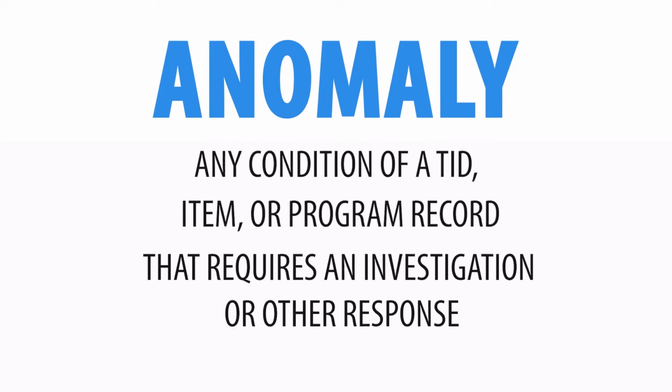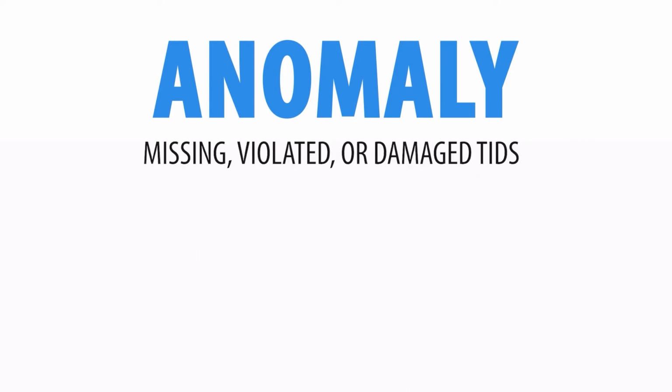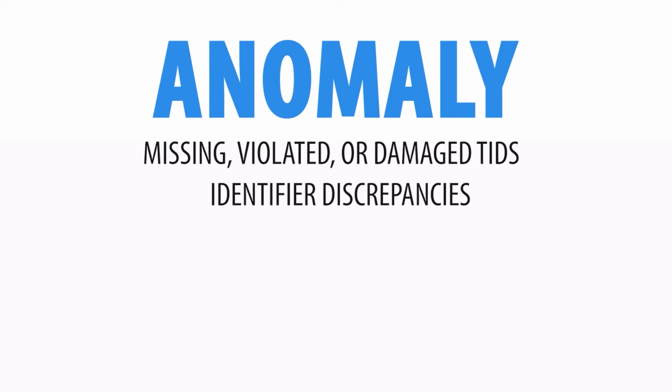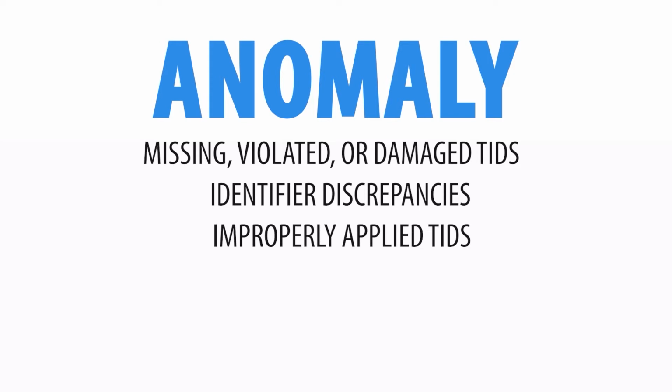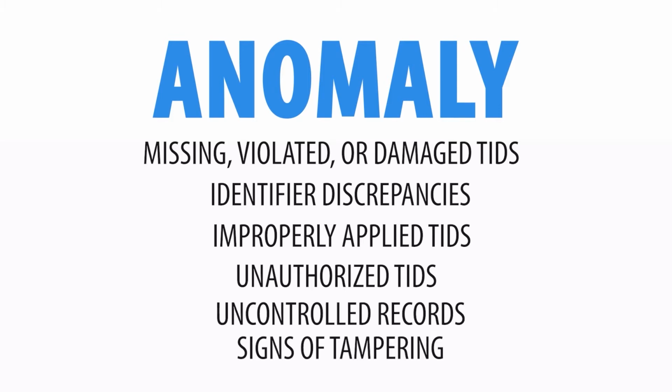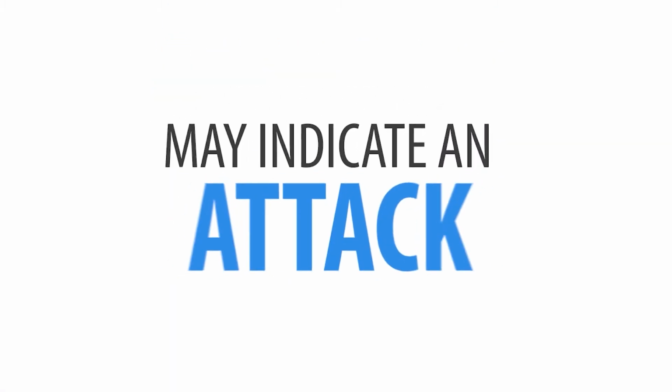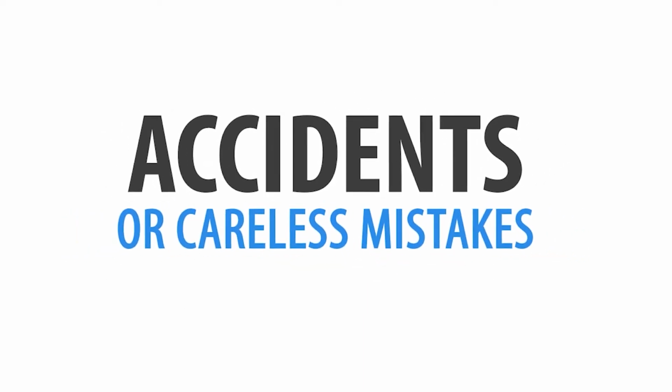Another term often used is anomaly. An anomaly is any condition of a TID, item, or program record that requires an investigation or other response. Anomalies include missing, violated, or damaged TIDs, but also identifier discrepancies, cases where TID numbers don't match the records, improperly applied TIDs, unauthorized use of TIDs, uncontrolled records, and signs of tampering. An anomaly may indicate an attack, but could also be the result of accidents or careless mistakes.